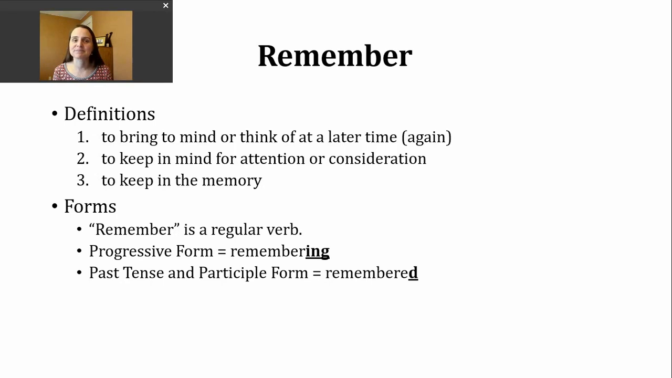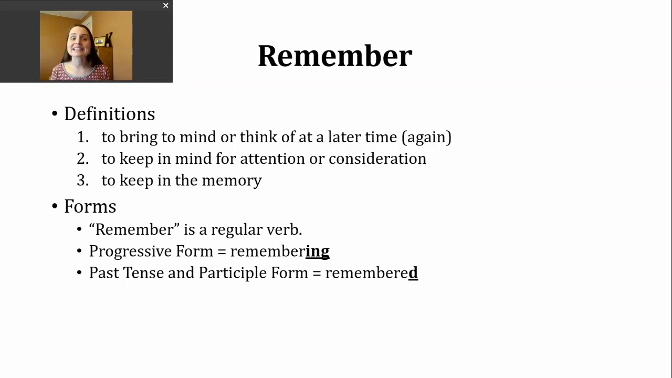A second way to use the verb remember is to mean to keep in mind for attention or consideration. Let me give you an example of this. Today, I need to remember to take out the trash. Okay, so I'm keeping it in my mind for attention.